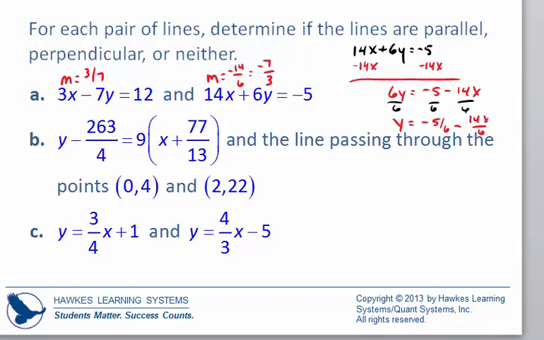And so if you look at your two slopes, 3/7 and -7/3, you see that they are reciprocals and they have opposite signs. So these two are perpendicular.